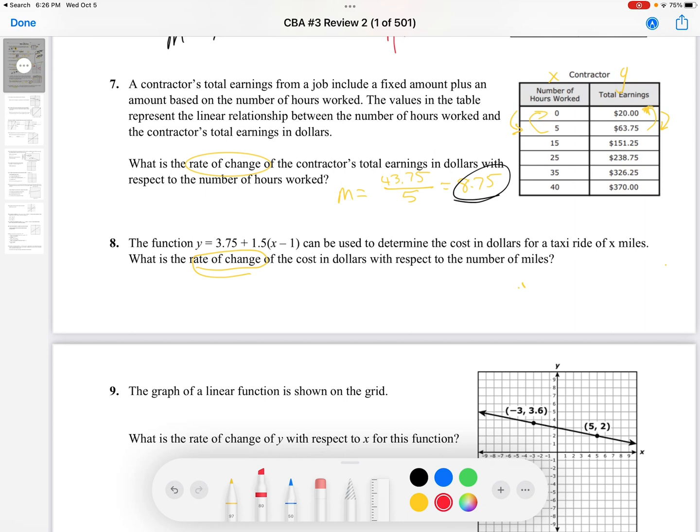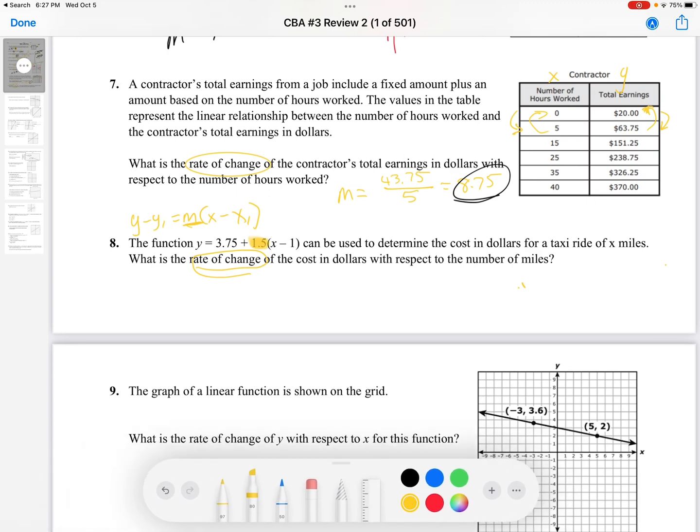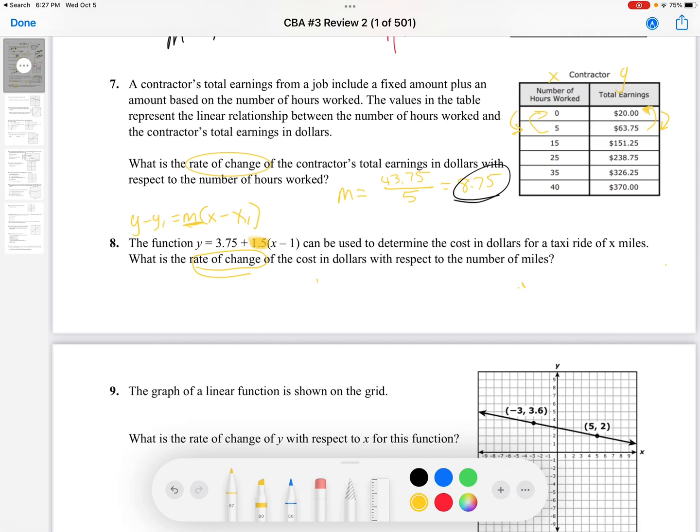Remember, point slope says y minus y1 equals m times x minus x1. Remember, the slope is right in front of the parentheses. So if we look here, right in front of our parentheses, we see 1.5. And that's why that's the rate of change. So that's what we write. 1.5. Remember, you're going to be given the point slope form, standard form, and slope intercept form.